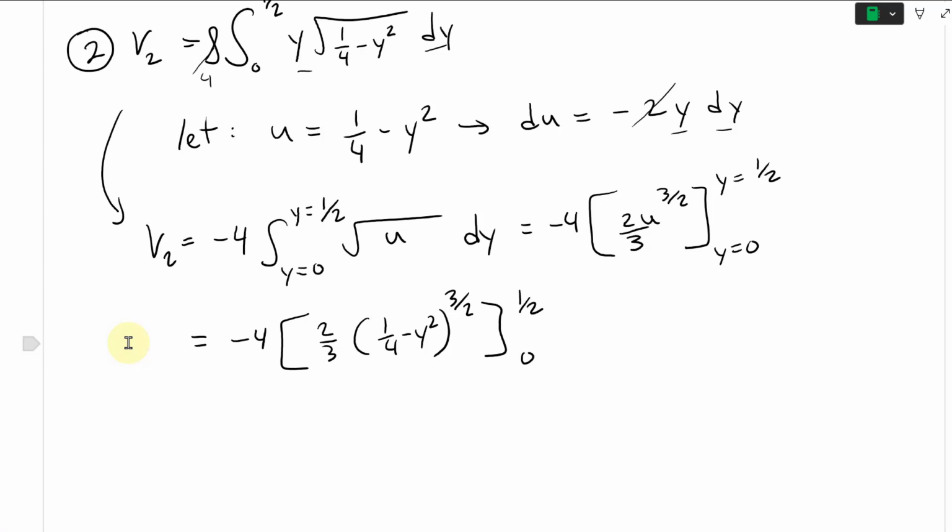All right, and now we can start evaluating this. So this is going to equal 2, and I'll just take out this 2. This is going to be negative 8/3. So move the 2 out and a 3, so negative 8/3. And now this is going to be a giant equation. So when you plug this 1/2 inside there, this just vanishes actually. So 1/4 minus 1/4 is 0. So that's just 0. And now we subtract. Now we put a 0 inside there, so that's going to vanish. We're just going to be left with a 1/4, 1/4 to the power of 3/2.